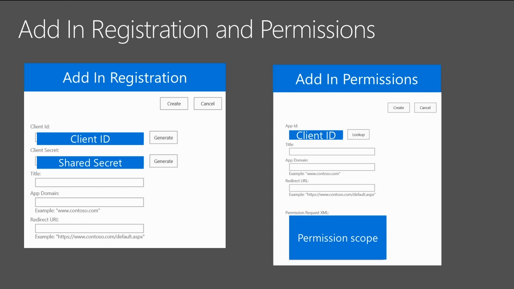On the permission side, that's a screenshot of appinv. You're going to plug your client ID in there, push lookup. It's going to pull your client ID, and you're going to be able to pop in your permission scope. We'll talk more about the format of that permission scope in a sec.